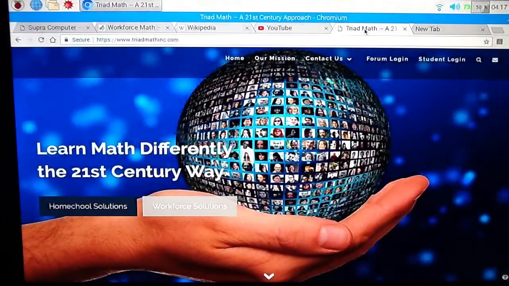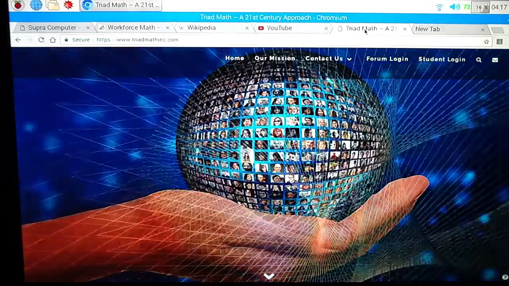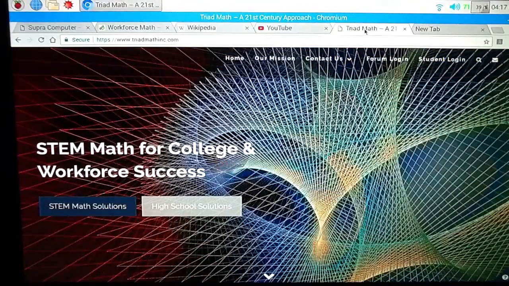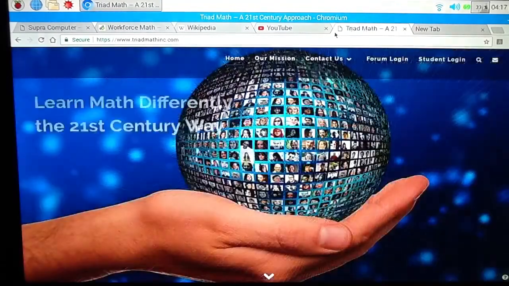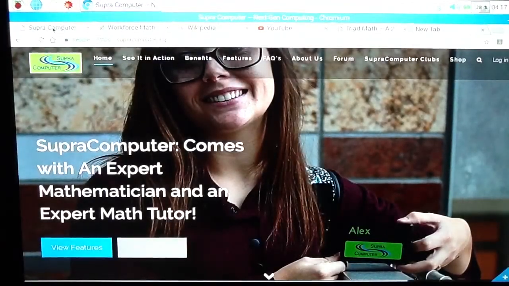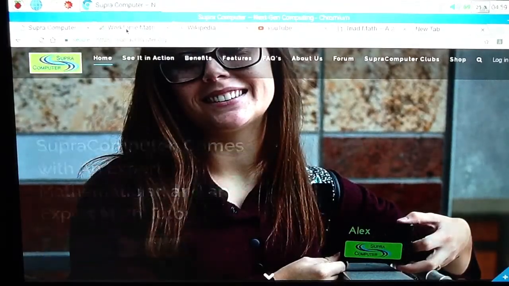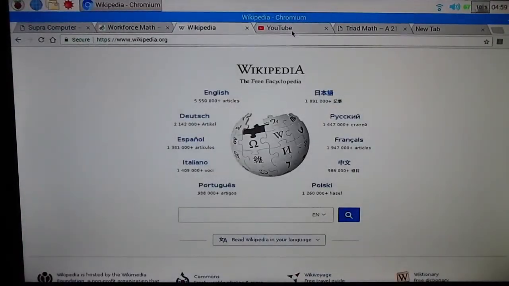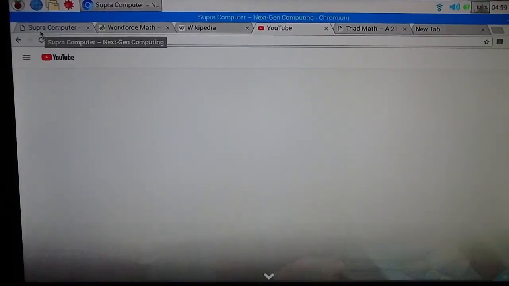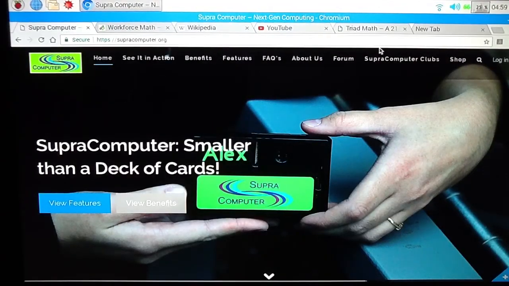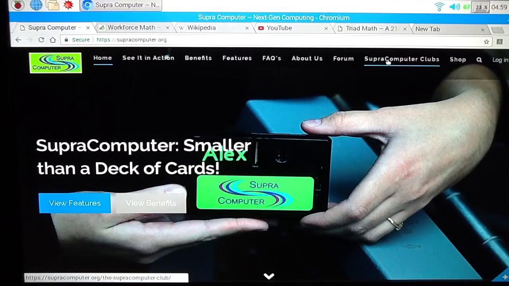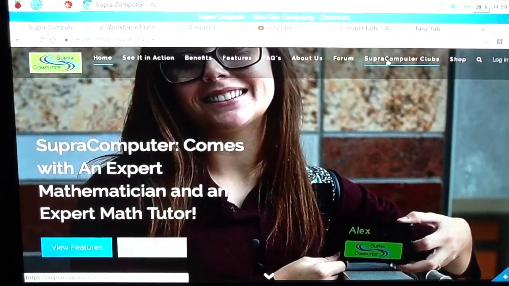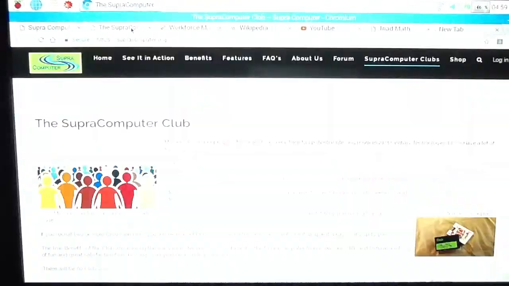Triad Math is our home, our main company, for example. So if you go to Triad Math, you're going to get tons and tons of information about our company. But the supercomputer is what we were talking about today, of course. And so here's SupraComputer. We have a workforce math site for the practical workforce. I use Wikipedia a great deal, and I use YouTube a great deal. Anyway, the supercomputer site, what I wanted to show you here is you go to the supracomputer.org site and you have a supercomputer club. Now what I want you to do is open that up in a new tab, and you want to go there.